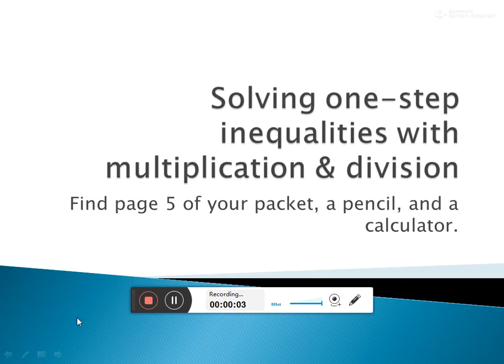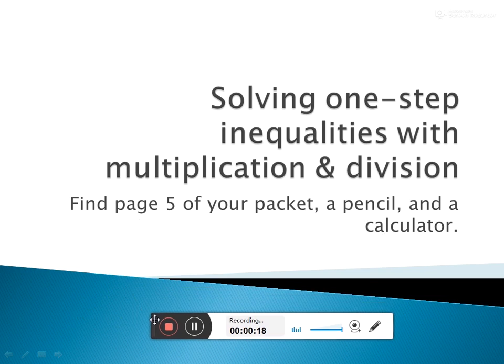Hey guys, today we are going to be working on solving one-step inequalities when multiplication and division is involved. So in your inequality packet, we're going to be on page 5. You're going to need that packet, a pencil, and a calculator may come in handy.